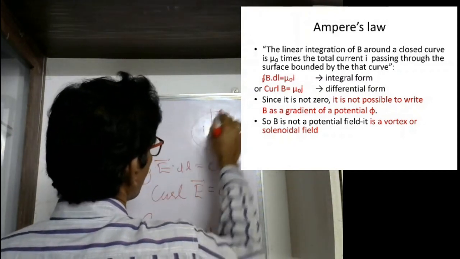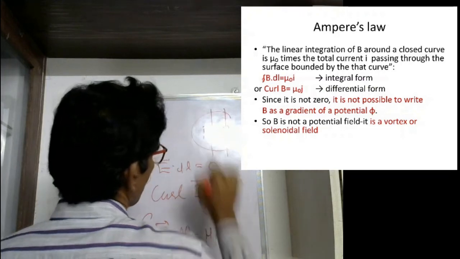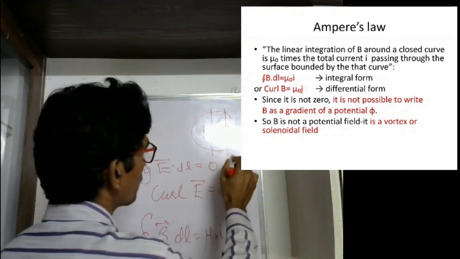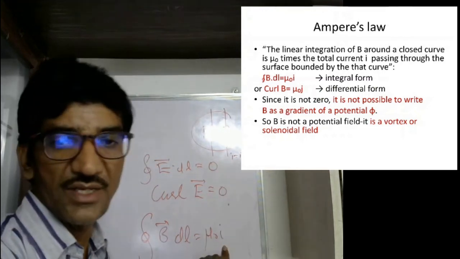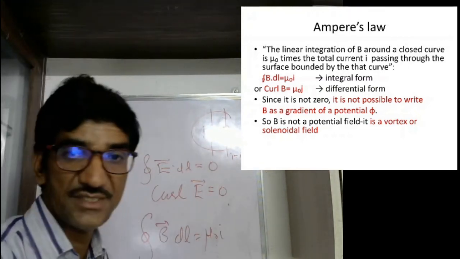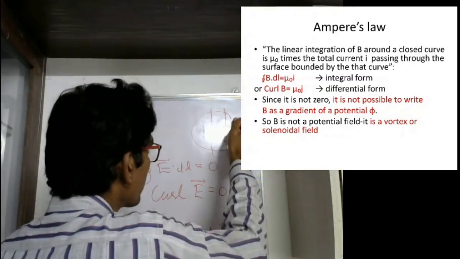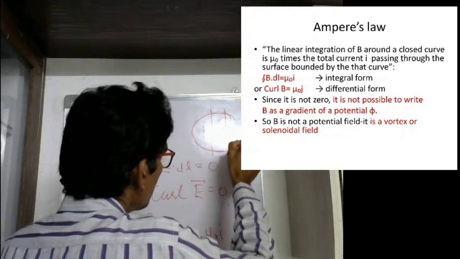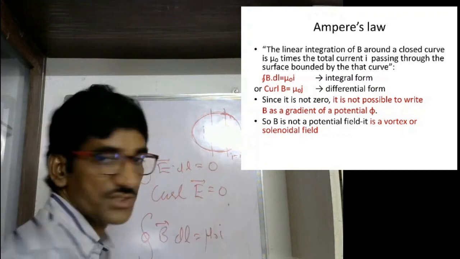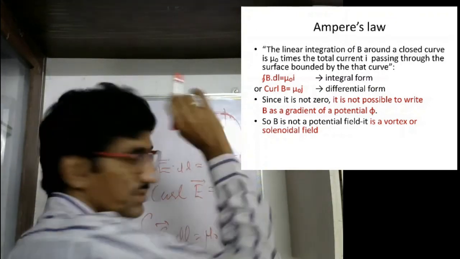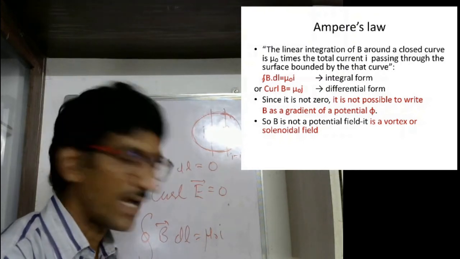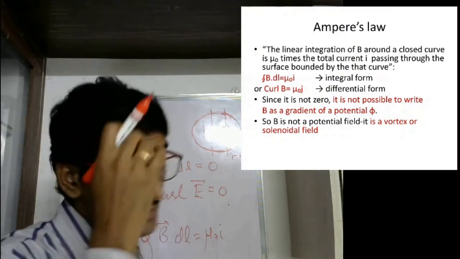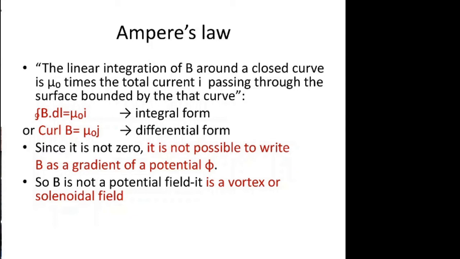See, this is I1, this is I2, something like that. Then what is your total current? I is equal to I1 plus I2. This I should be I1 plus I2 in this case. If you want to take the line integral of B around this closed curve, that is equal to mu naught I. This is the integral form of Ampere's law.